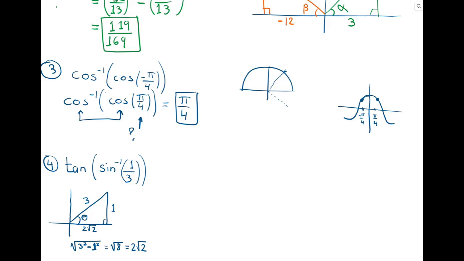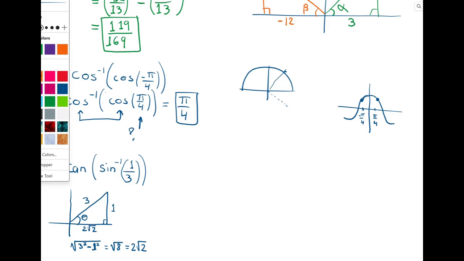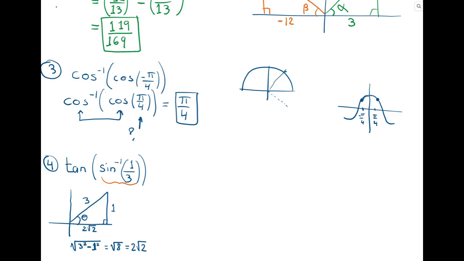Everything is positive. I'm in quadrant 1 here. So I'm going to say, okay, this is my angle theta. So really what I'm looking at is equal to tangent of theta. And I have my theta right there. I have my triangle set up. Tangent is opposite over adjacent. So that would just be 1 over 2 root 2. And then I rationalize the denominator by multiplying top and bottom by that square root of 2. So I have a square root of 2 over 4. All right.